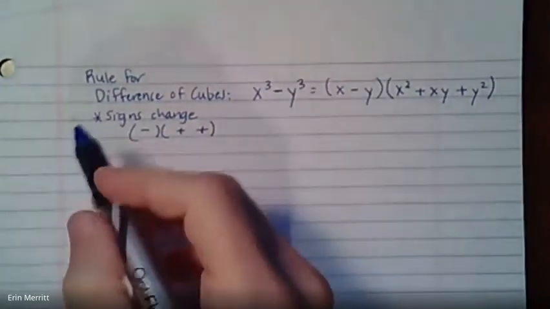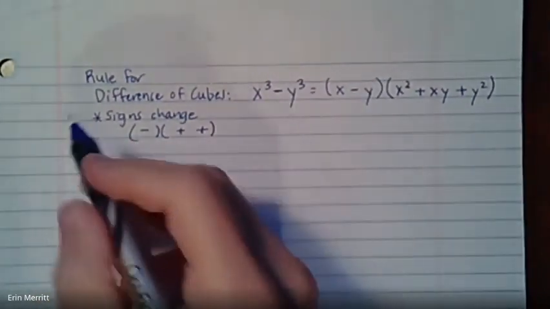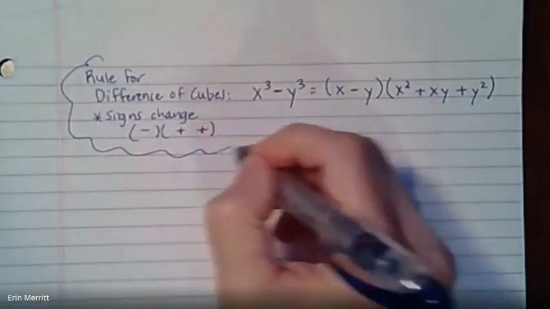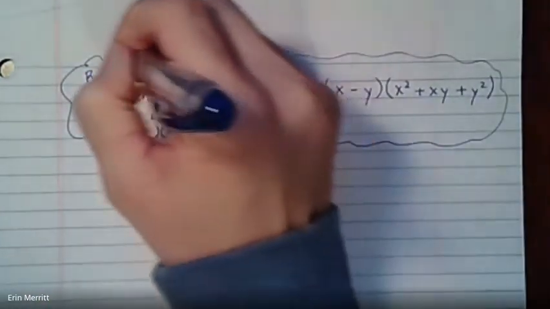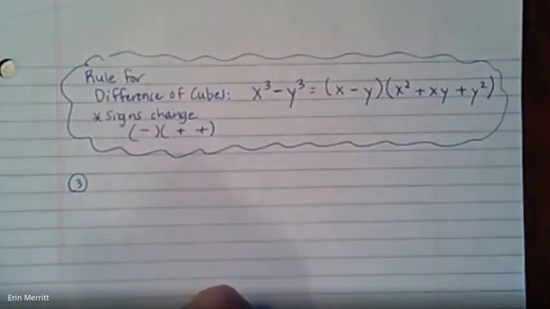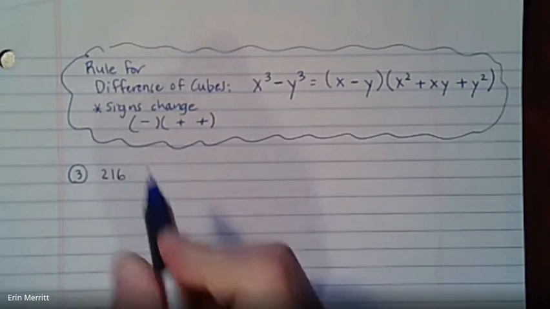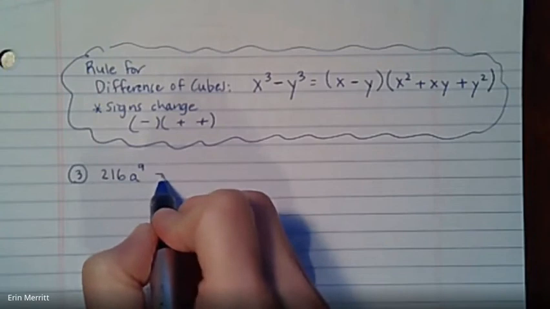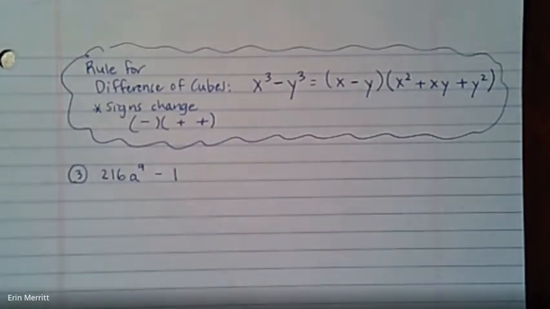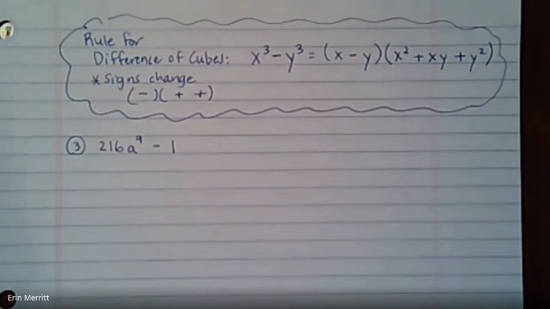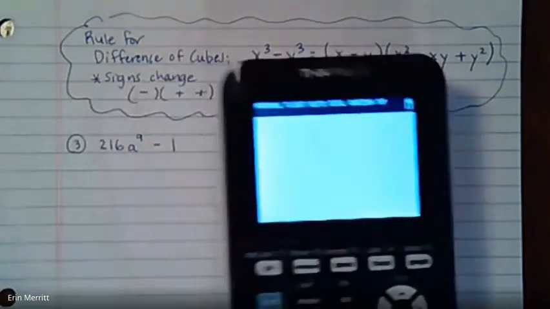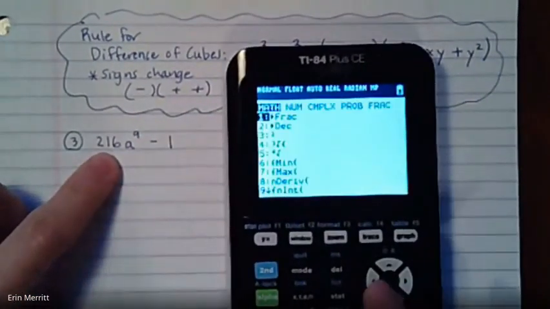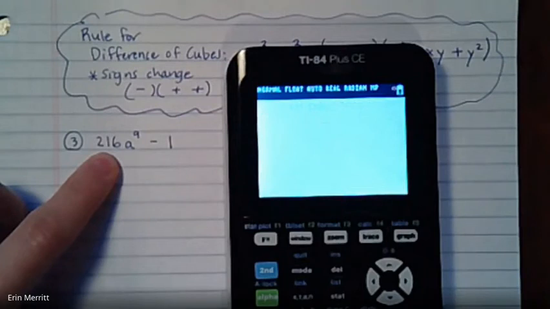All right, let's do one last practice one with this guy. So for example 3, 216a to the 9th minus 1. First things first, you have to make sure it's difference of perfect cubes. So grab your calculator if need be and take the cube root of that thing. If we go to math, cube root, we're good to go. If it's not a cube root, then it's not difference of cubes.